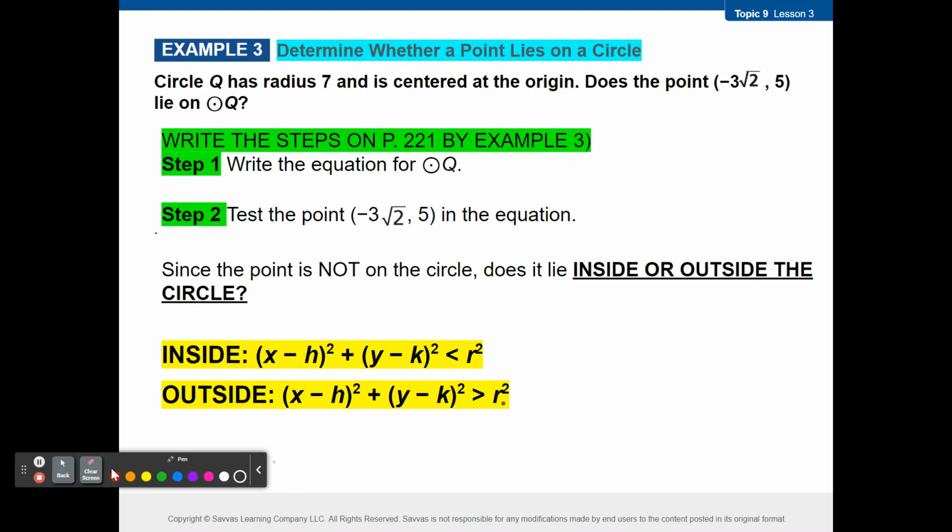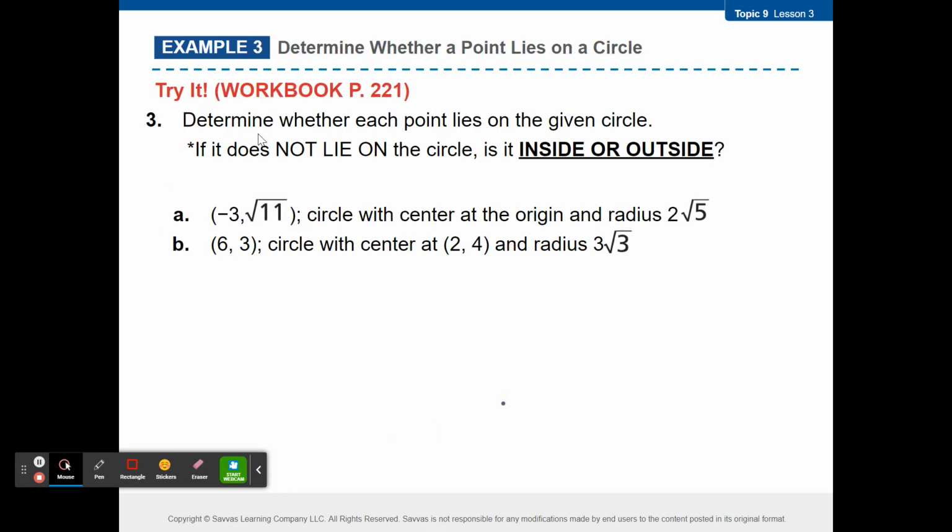All right. Now for number 3, determine if these land inside or outside the circle. I want you guys to set up the equations and we'll go from there. I'll give you a minute. Or maybe 2.